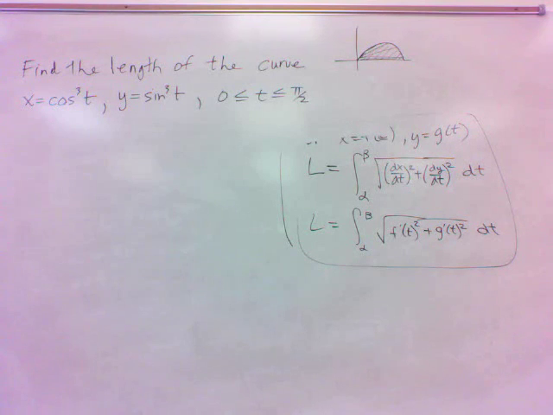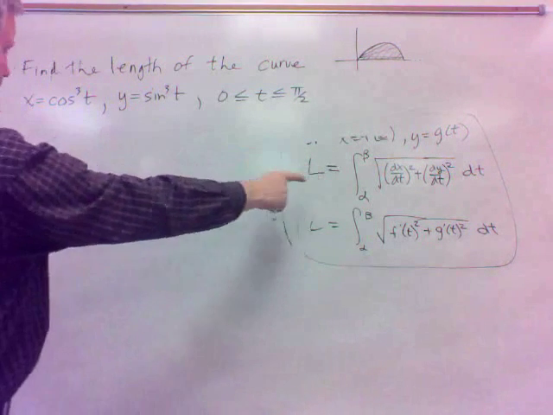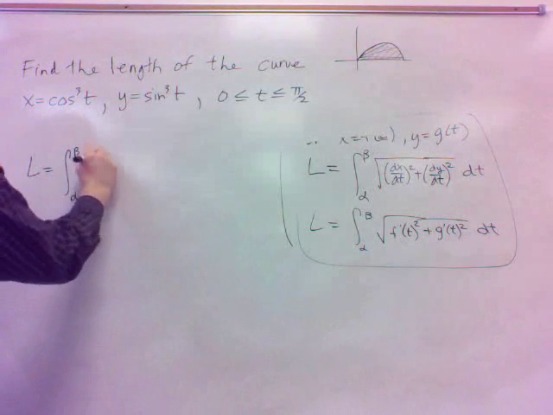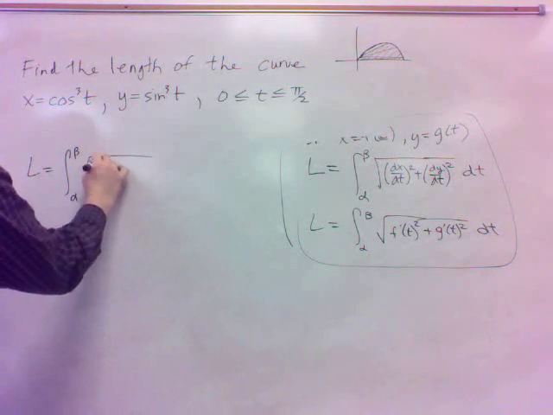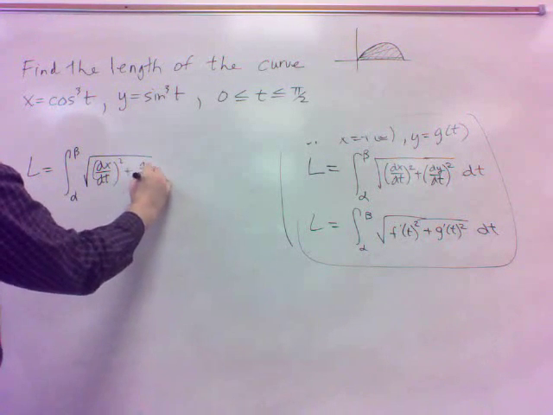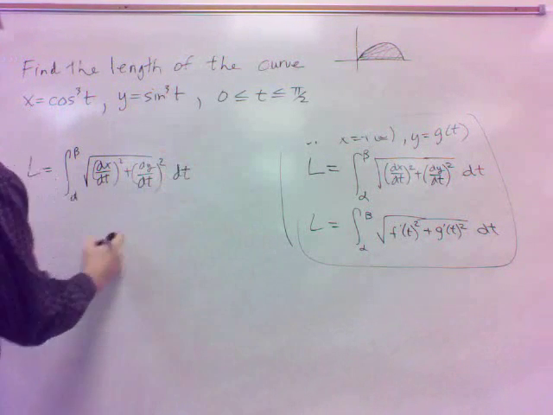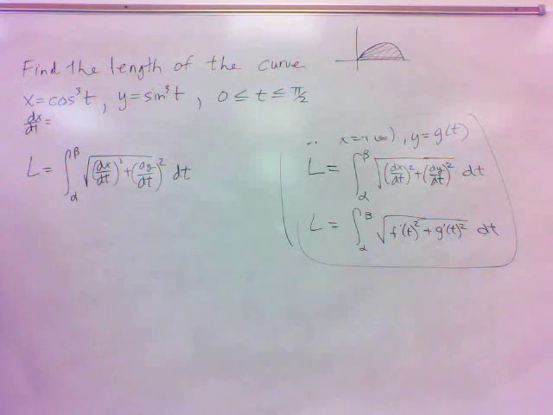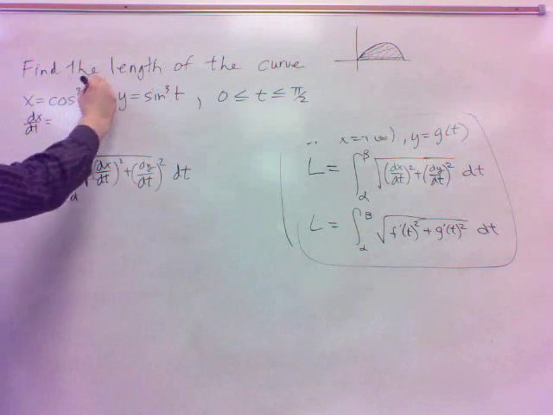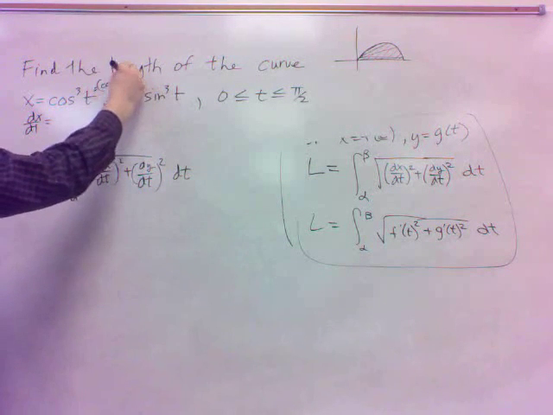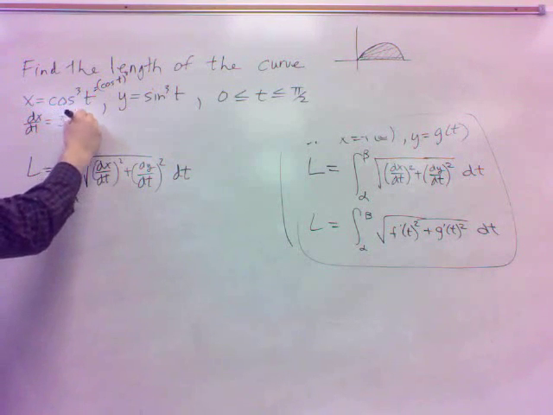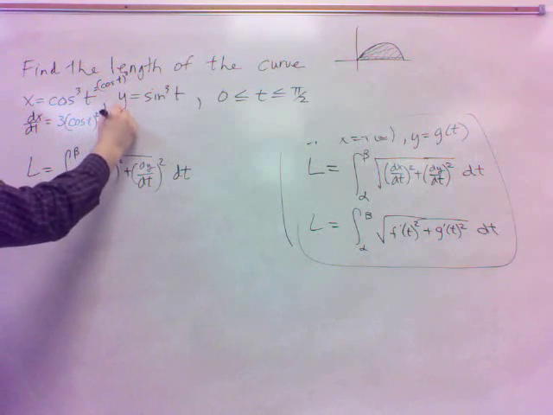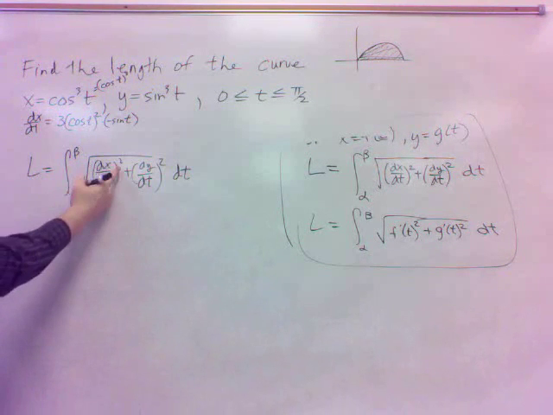All right. So there's my little formula there. L equals the integral from alpha to beta, square root of, I think the book likes dx dt squared plus dy dt squared, so I'll go with that, dt. And so what I need is dx dt and dy dt. Well, dx dt is just the derivative of cosine cubed t, which is a chain rule. So that'd be 3 cosine t squared times the derivative of the inside, which would be negative sine t. That's dx dt, and then we're going to square it.